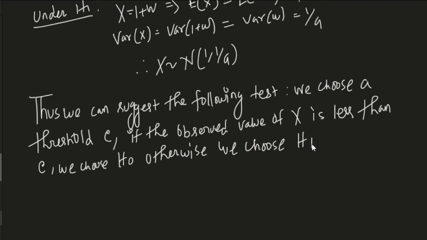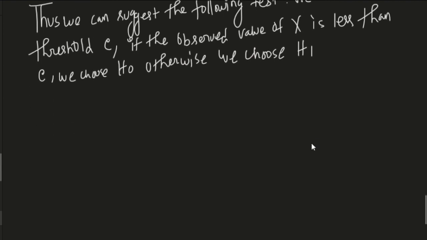Now what we are saying here is we can suggest the following test where we choose a threshold c, and if the observed value of x is less than c, we can choose h0. Otherwise, if it is larger than c, we can choose h1. So that's what we are going to do. Now to choose that c, we are going to use our required alpha. So let's see.